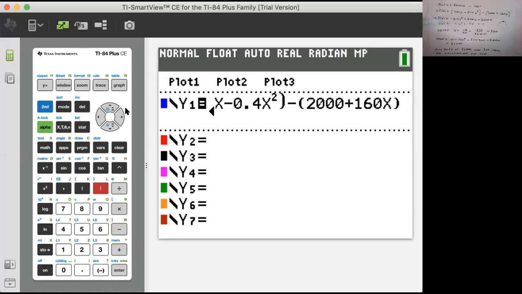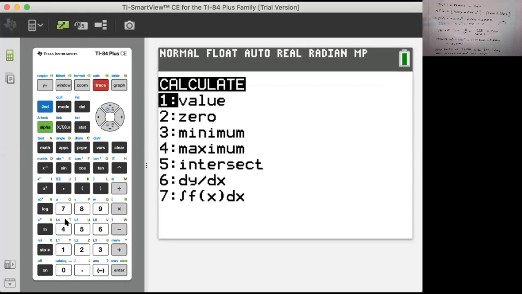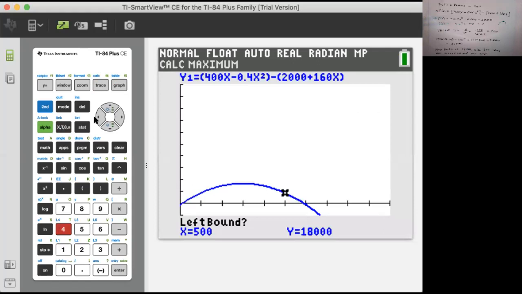So my window, we'll see if my window is as good as it was before. Let me just hit graph and see what I get. I guess I can use that. It's not great, but the maximum is somewhere in there. Second calc, maximum is number 4. Move the cursor a little bit to the left of the maximum value. Enter. A little bit to the right of the maximum value. Enter. Close to the maximum value. And indeed, the maximum occurs when x is 300. When we sell 300 items, we get a max profit of 34,000, and that reinforces what we did using our concept of the vertex.